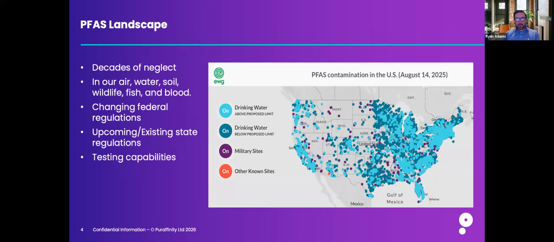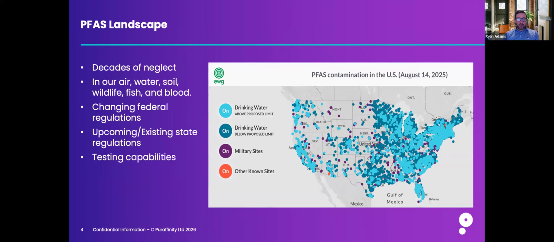So the current landscape, as a lot of you on this call are probably very familiar with what the current landscape is around the globe, but I'm just going to touch on it here for a second. Map of the U.S. here. If you're unfamiliar with EWG, they do a lot of work, and we pulled this map from them, where you can see around the country in the U.S. where it's above the proposed limit, some that are right below it, military sites and other sites. You could easily have a map like this for Europe as well.